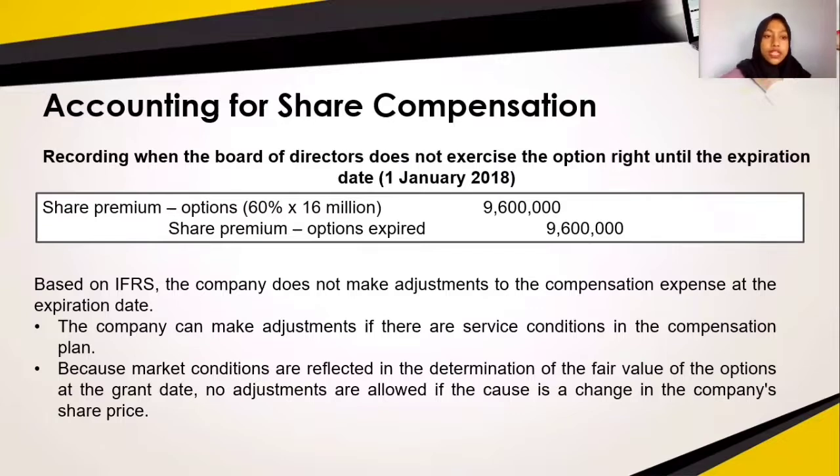Based on IFRS, the company does not make an adjustment to the compensation expense at the expiration date. The company can make an adjustment if there are service conditions in the compensation plan. And because the market conditions are reflected in the determination of the fair value of the option at the grant date, no adjustment is allowed if there is a change in the company's share price.